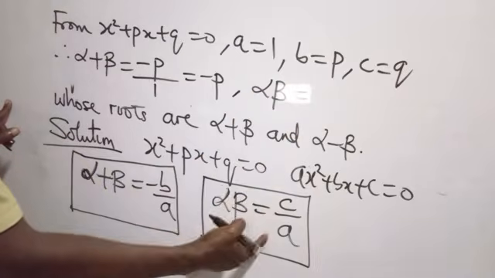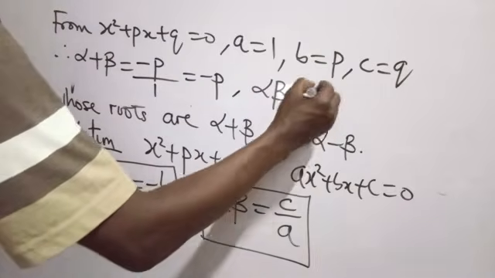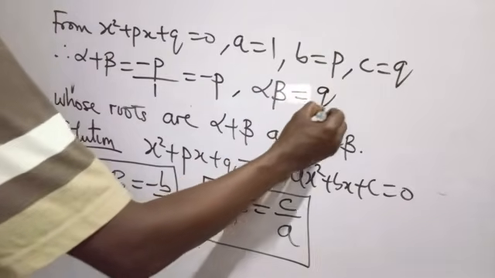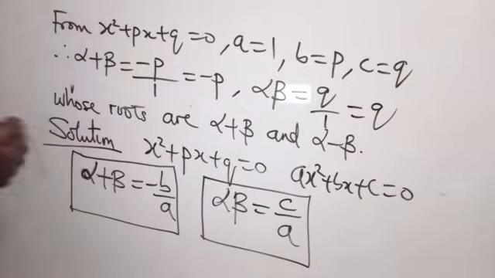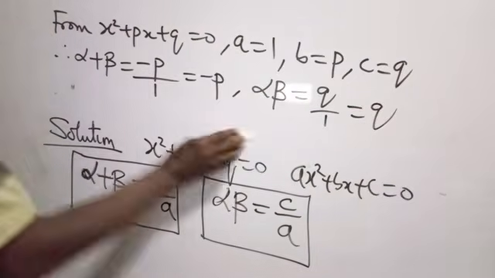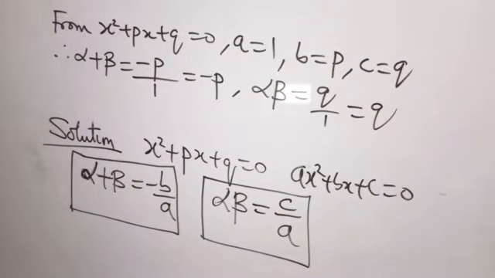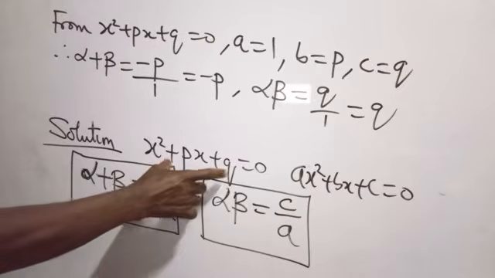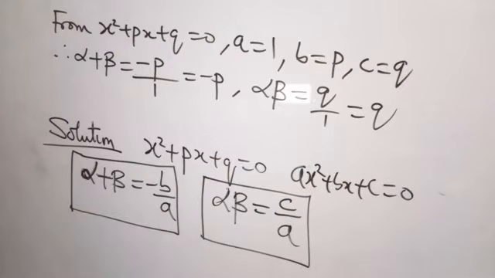It's supposed to be c over a. And our c here is what? Q all over a, 1. So that is q. Okay? That is q. Now, we have gotten the version of this with respect to this particular equation.